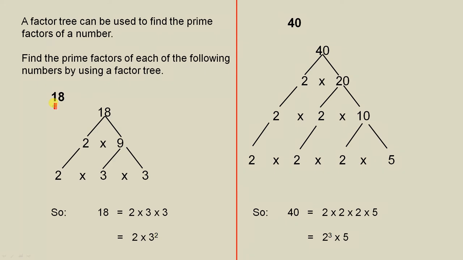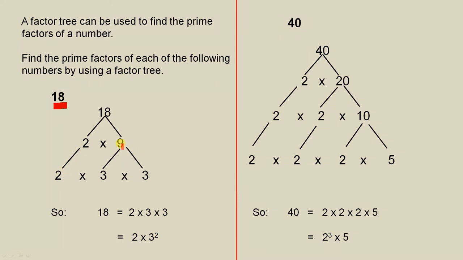So the first number is 18. We put 18 here, and then we put two branches. Now since 18 is an even number, we know that 2 divides into it, and we know that 2 is a prime number. So 2 times 9 will give us the 18. So we continue the branch down there and just write that 2.